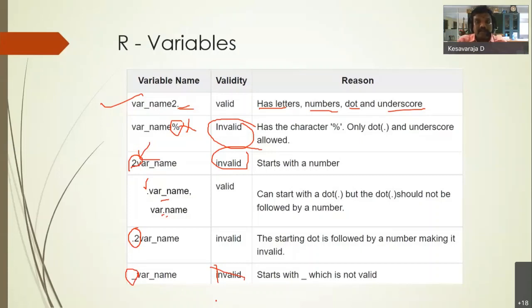So a.b is a variable. Here dot is not an object operator. Here dot is a character inside a variable name. This is the only difference in R programming.